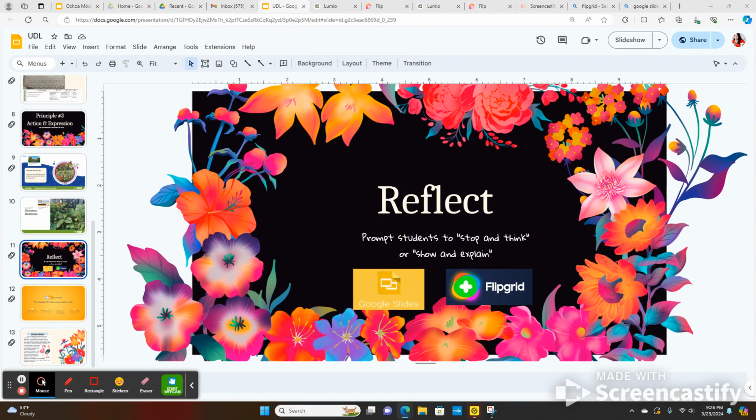share, on Flipgrid. So since I already know how to use Flipgrid, the next thing would be to use Google Slides. That way they have a choice. Do they prefer sharing with Google Slides or showing and explaining on Flipgrid.